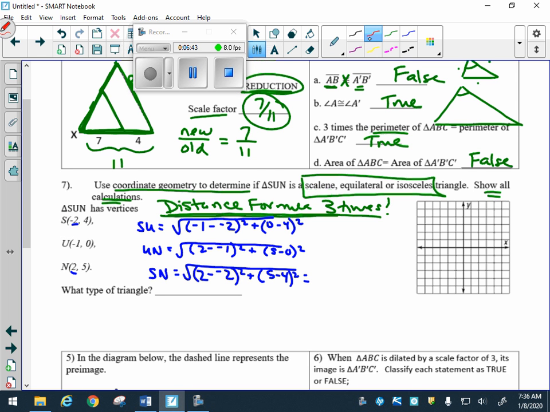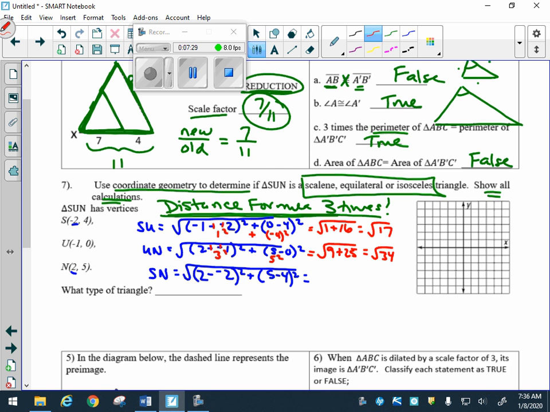When we do this out, negative 1 minus a negative is plus a positive. Negative 1 plus 2 is 1. Squared is 1. Negative 4 squared is 16. So this is the square root of 1 plus 16, or the square root of 17. For UN, 2 minus a negative 1 is plus a positive, that's 3 squared, plus 5 minus 0 is 5 squared. So we've got the square root of 9 plus 25, 3 squared is 9, 5 squared is 25. Square root of 34.